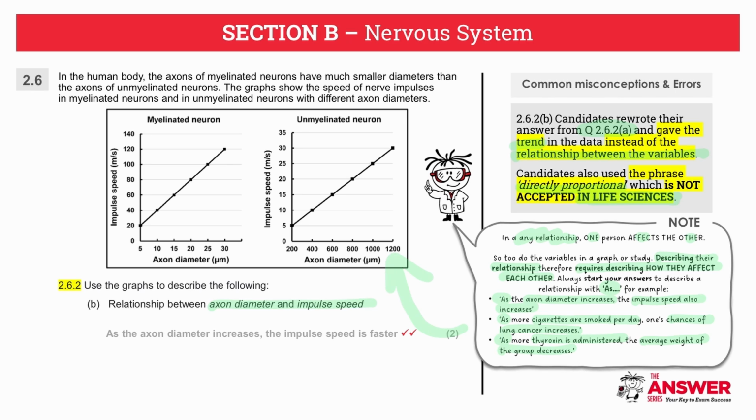So if we then look at this graph, what we're seeing is that as the axon diameter increases, so does the impulse speed. And it's important to write it in that sequence. Axon diameter first, because that's my independent variable, and then impulse speed is the second thing that you mention, your dependent variable, because the independent variable affects the dependent variable. It would not make sense to say as the impulse speed increases, the axon diameter increases. You don't first develop lung cancer and then start smoking cigarettes. You smoke the cigarettes and then develop lung cancer. So it's important to have the independent variable mentioned first and then how it affects the dependent variable.